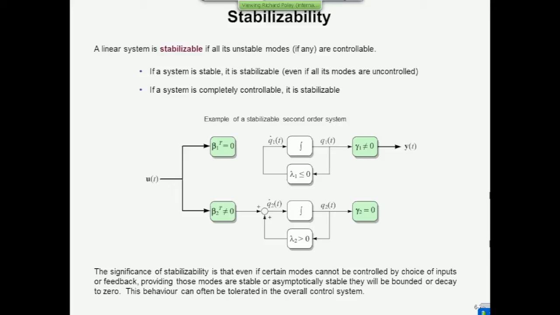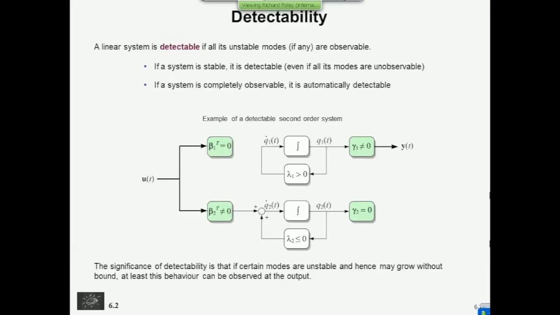At least it's stable. The second mode, however, is unstable, but it has a non-zero beta 2 vector. Therefore, it is coupled through to the input, and therefore we can influence it. We could stabilize that by manipulation of the input. So this system is uncontrollable, seen as a whole, but at least it's stabilizable. You can stabilize it. There is another term which is the same as this, but it's applied to the outputs. It's called detectability. It's observability, but addressed only to the unstable modes.